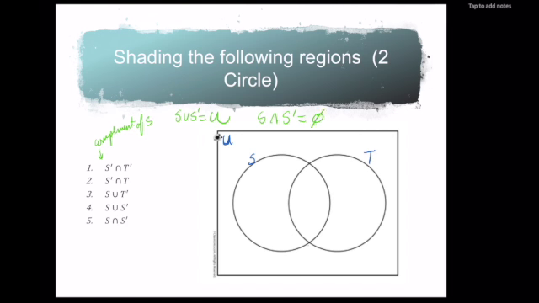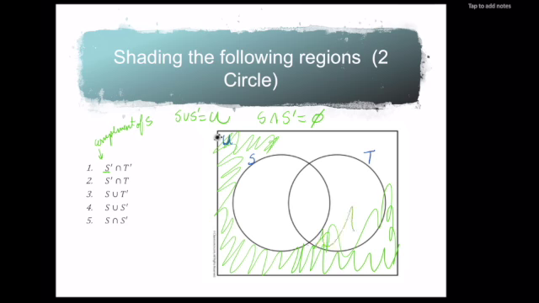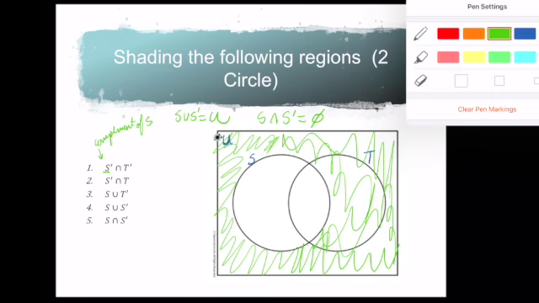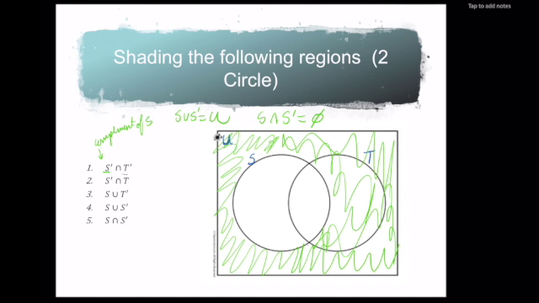So first thing I need to do is highlight S complement. So that's everything not in S. So that's going to be all of this over here. Oh, wait, T is not in S. All right, then I need to take a look at everything that's not in T. So that's going to be everything outside of T.